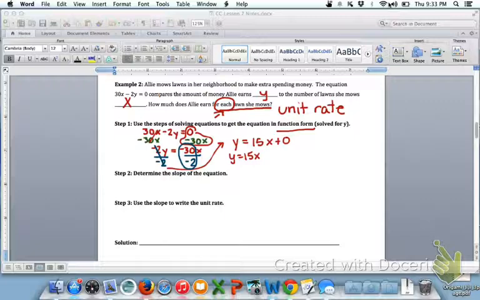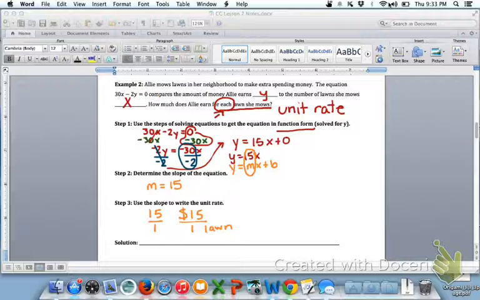And that's where we want to remember in our function form, we have y equals mx plus b, and m is our slope. So looking at that, m is our slope, so the slope of the equation is 15. And then we can use the slope to write unit rate. Remember that slope and unit rate and rate of change are all the same. So our slope is 15 over 1, and so that is going to be $15 for one lawn.